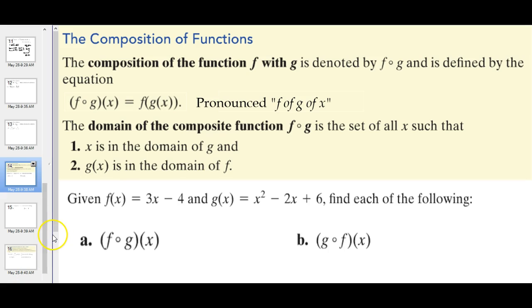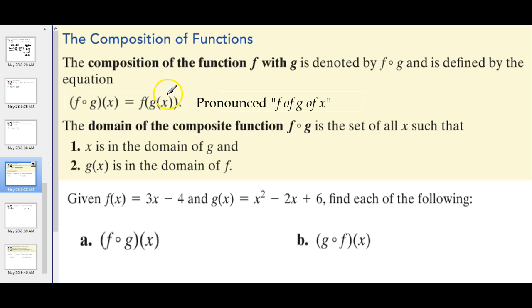Hello 171 class, this is your notes for part 2 from section 1.7, and what we're talking about here is the composition of functions. And what we mean by the composition of functions, which we use this notation f of g of x, is we're putting one function into another function. So the input of one function is the output of another function, basically.